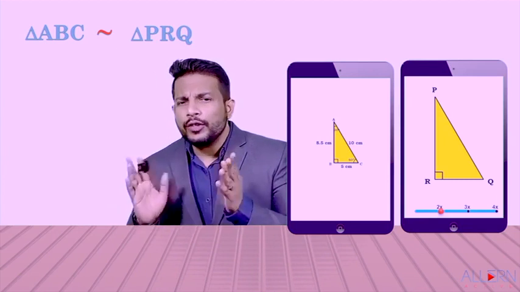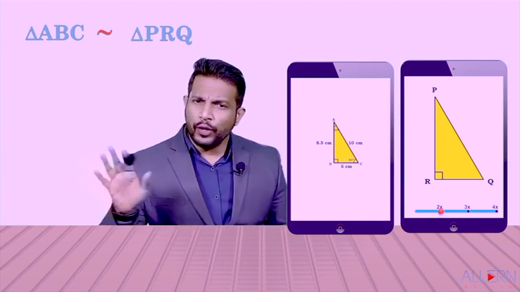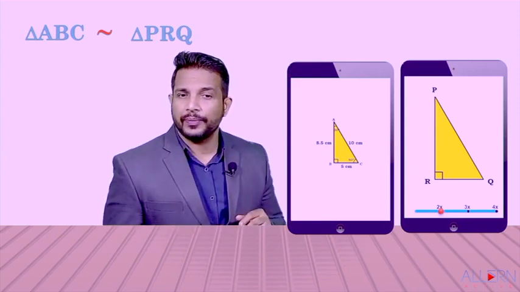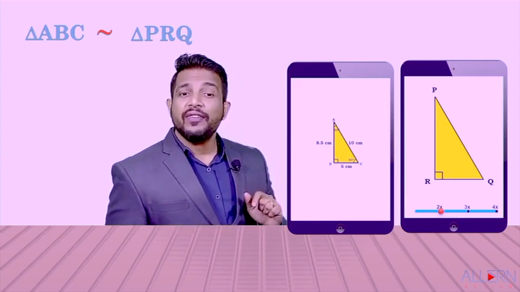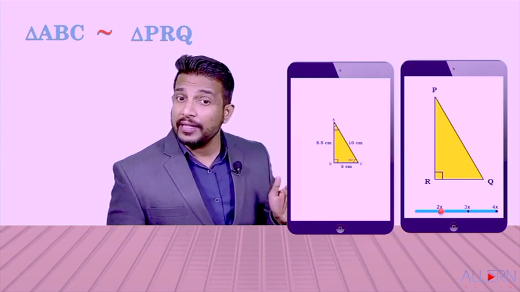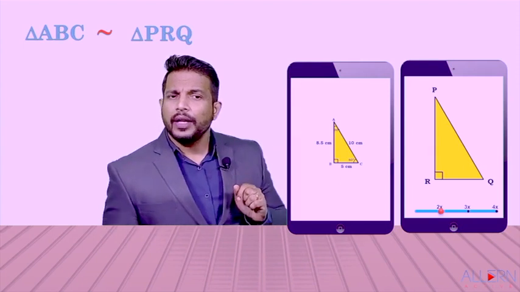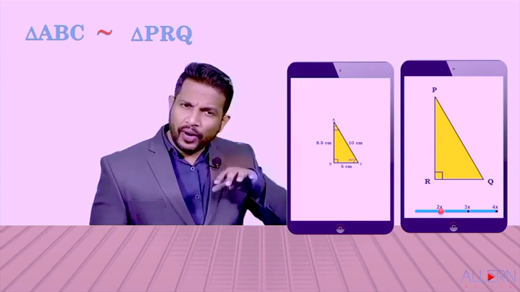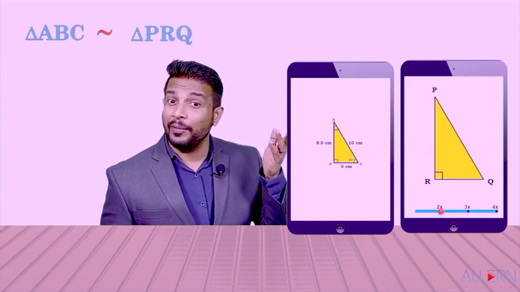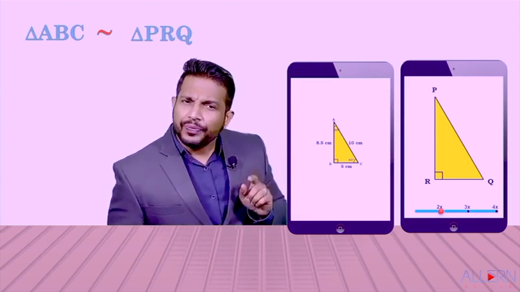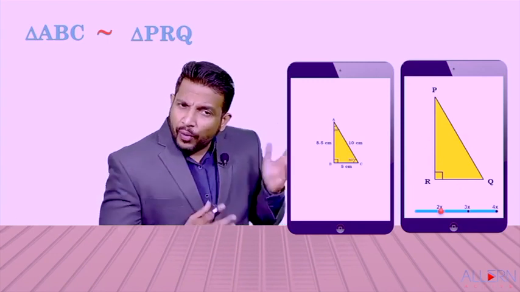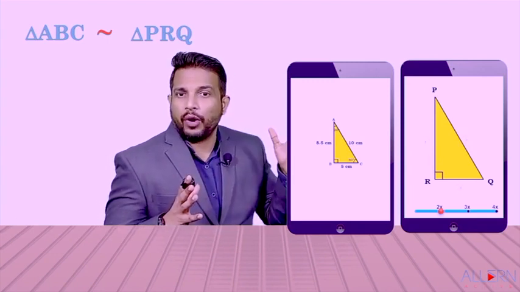Let's talk about sides first. Now we know that these two triangles are similar. So what happens to their corresponding sides? In triangle ABC, we have AB as 8.5, BC as 5 centimeter, and AC as 10 centimeter. Let's observe what happens to the sides of triangle PRQ. Observe here, all the sides of this triangle are given. We have doubled ABC and got PRQ.